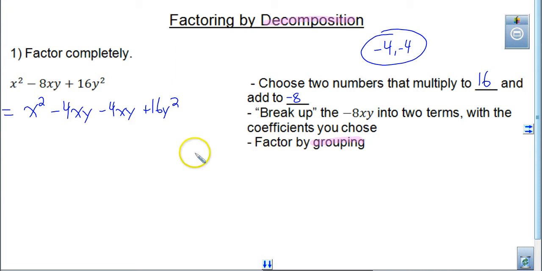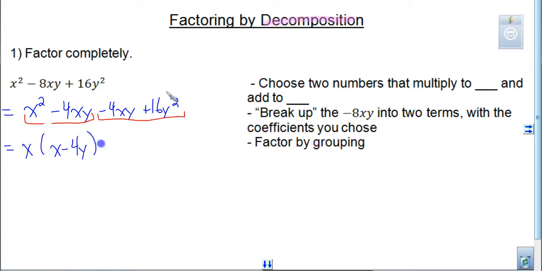What that means is if we group together the first two terms, I'm going to look for a common factor between those two. Between x squared and minus 4xy, we have a common factor of x, and I'm left with x minus 4y. Once you factor the first two terms, we can now look at the final two terms. So we have minus 4xy plus 16y squared.